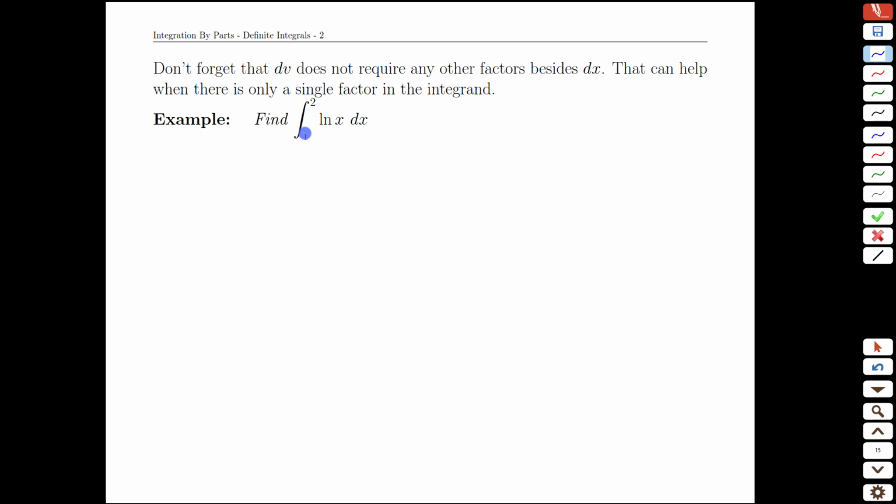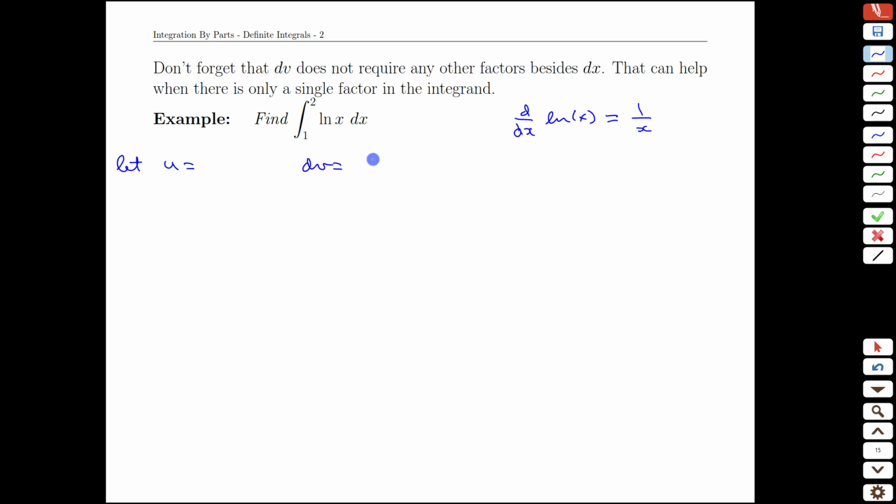Let's consider the integral from 1 to 2 of ln of x dx. Now, there's some muscle memory that kicks in here and people think, oh, that's 1 over x. Well, no. We know the derivative of ln of x is 1 over x. What we don't have is the integral of ln of x. What's the antiderivative of ln? Fortunately, we can tackle this by integration by parts.